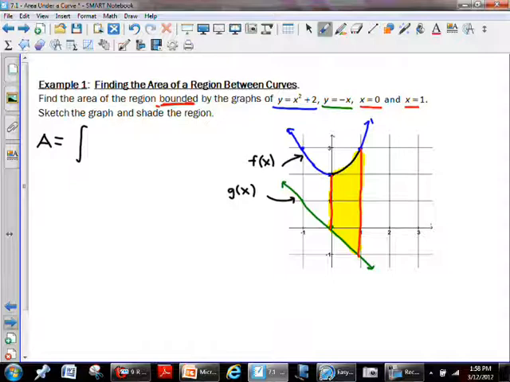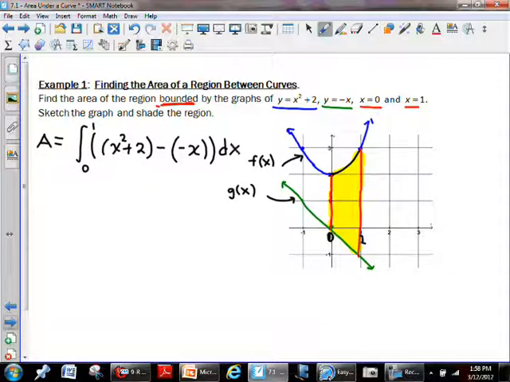Now, the boundaries would be, let's see, that would be a 0, would it not? And that would be a 1. So our boundaries would go from 0 to 1. They must be x values since we are going to integrate with respect to x. And then we would have our function x squared plus 2. Subtract our function negative x. And be really careful, you're going to subtract a negative x here. Okay? We okay? Any questions so far?